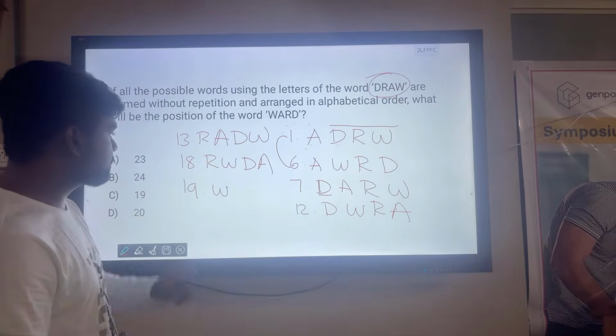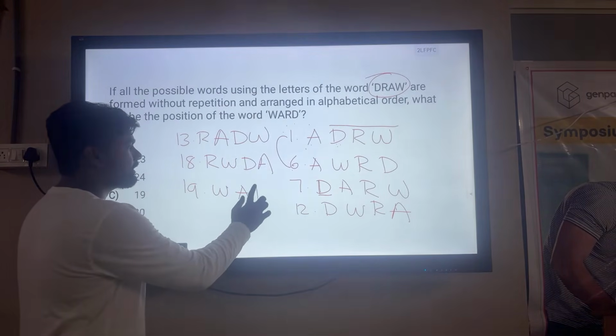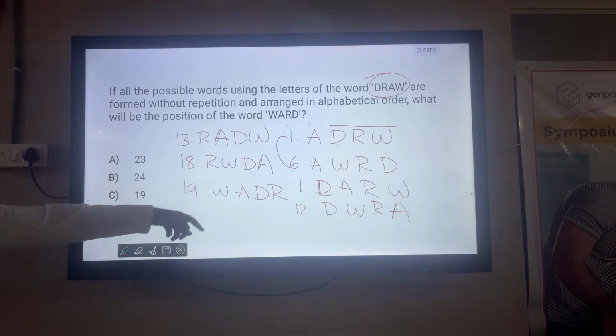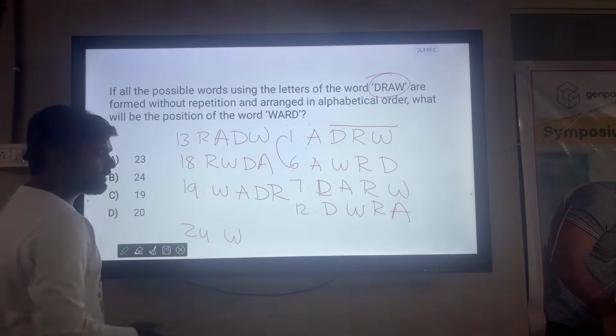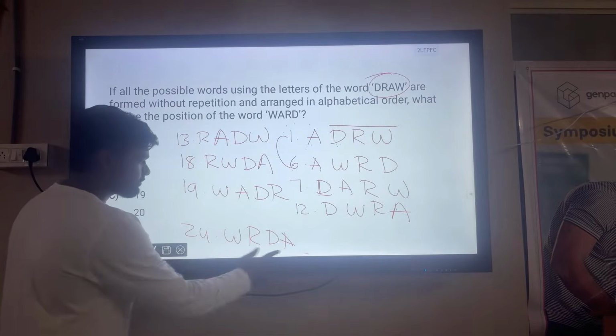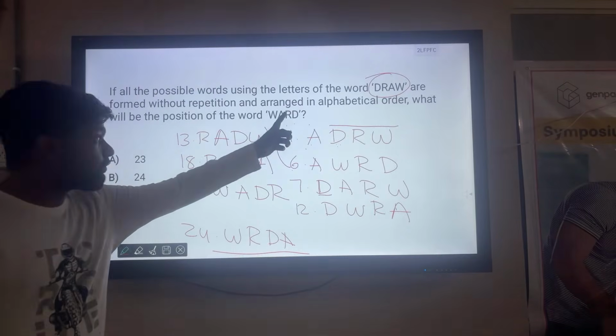Okay, this is W. W, and as per the dictionary, again you will get A, D, R. This is the 20th word. And what is the 24th word? With the D only it will be, in reverse order, R, D, A. And they are asking you, what is the position of the word?